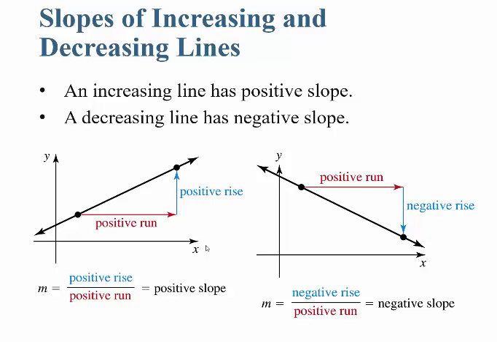We also talked about in previous sections that increasing goes up as you go to the right, and decreasing goes down as you go to the right. So positive slope means you're going up as you go to the right. Negative slope means you're going down as you go to the right.